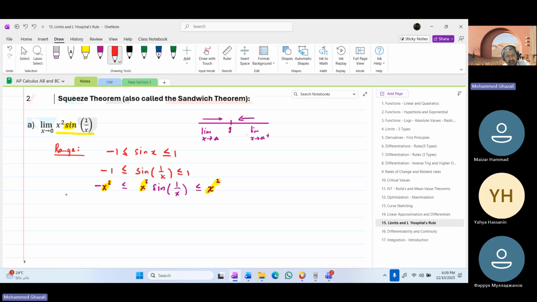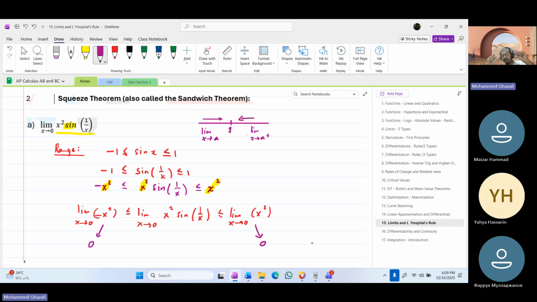Now we add the limit. We say the limit as x approaches 0 of negative x squared is less than or equal to the limit as x approaches 0 of x squared sine 1 over x, which is less than or equal to the limit as x approaches 0 of x squared. This answer over here is 0, and this answer over here is 0. So you're not really solving the limit directly; you're solving it by using the range of the function. The left-hand side limit is 0, and the right-hand side limit is 0. So the answer is squeezed between 0 and 0.